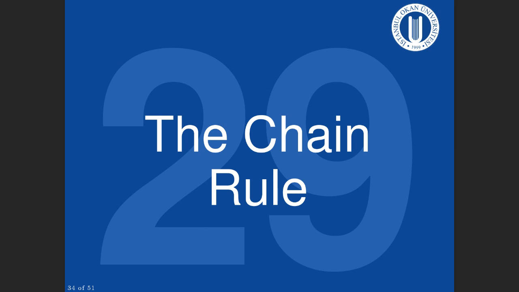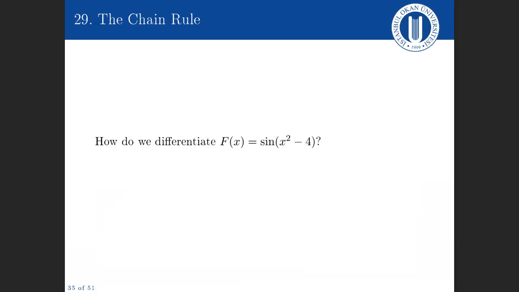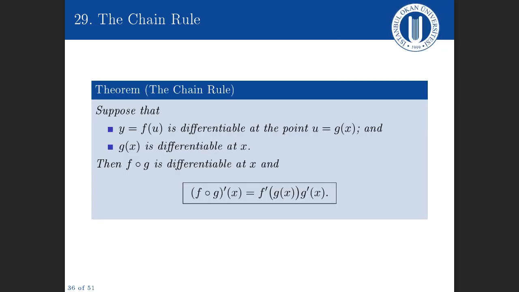And the third and final chapter for today's lesson is about the chain rule. How do we differentiate things like this function? f of x is sine of x squared minus 4. Sine is a function, we know how to differentiate that, and x squared minus 4 is a function. We know how to differentiate x squared minus 4, but here we have a function of a function. And the answer is we use a rule called the chain rule.